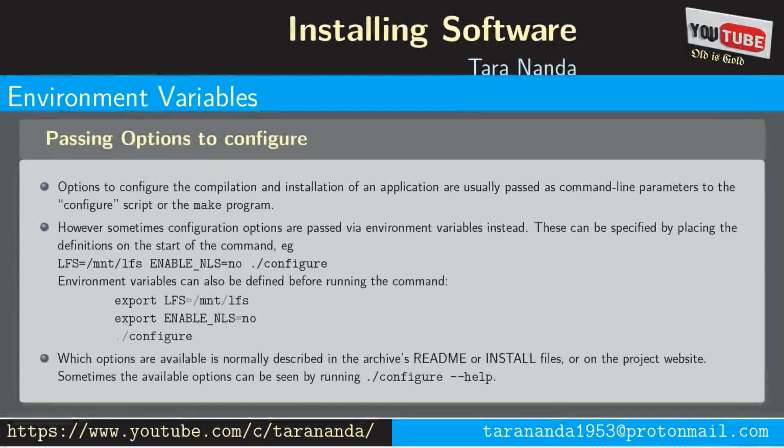How do we pass options to configure? Options to configure the compilation and installation of an application are usually passed as command line parameters to the configure script or the make program. However, sometimes options are passed via environment variables instead. These can be specified by placing the definitions before the start of the command.